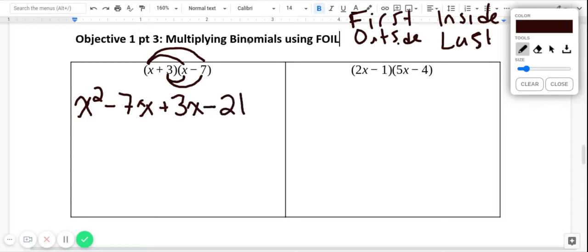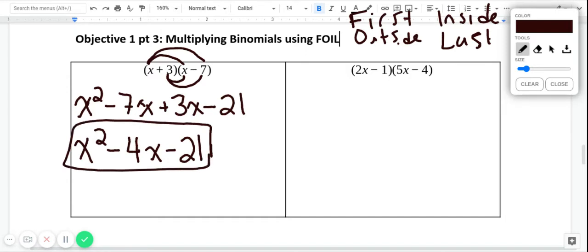So we just distributed this first x to both terms in the second binomial, and then we did the same with the 3. So it's really just distribution, but we skipped one of the steps. It's just a little bit of a shortcut. And now we combine like terms, and we get x squared, see, -7x plus 3x, that's a -4x, -21. And that's our answer.